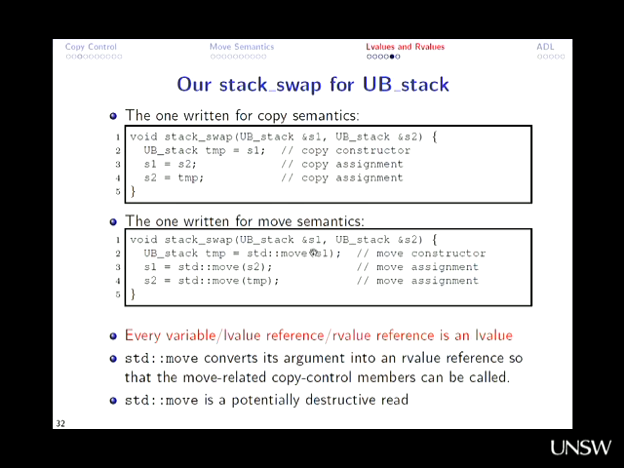Okay, so we still need 3 variables. We move stack 1 into temp. We move stack 2 across to stack 1. And then we move temp across to stack 2. And so, in this case, standard move converts its argument into an R value. So a standard move function, it gets an L value and returns an R value. Okay? And so that's how the move-related copy control members can work.